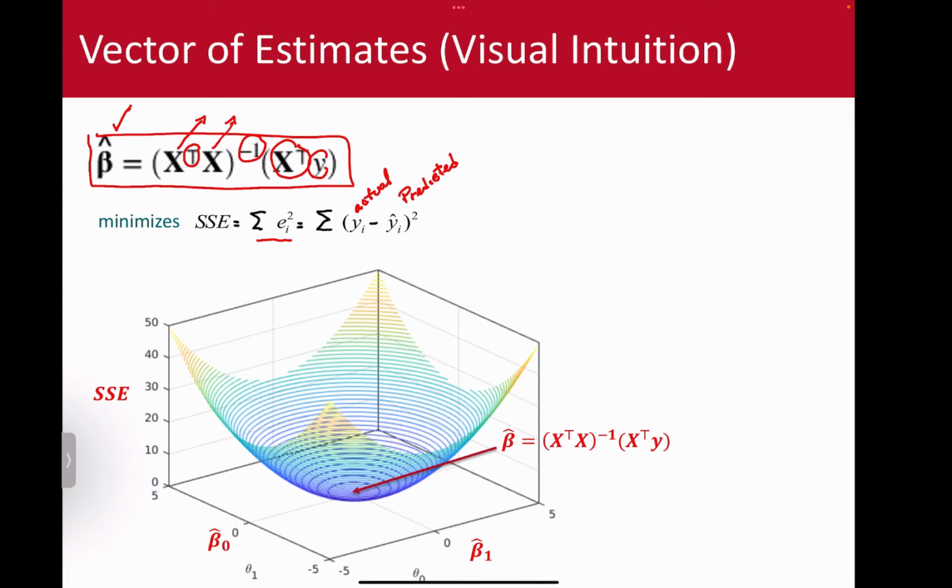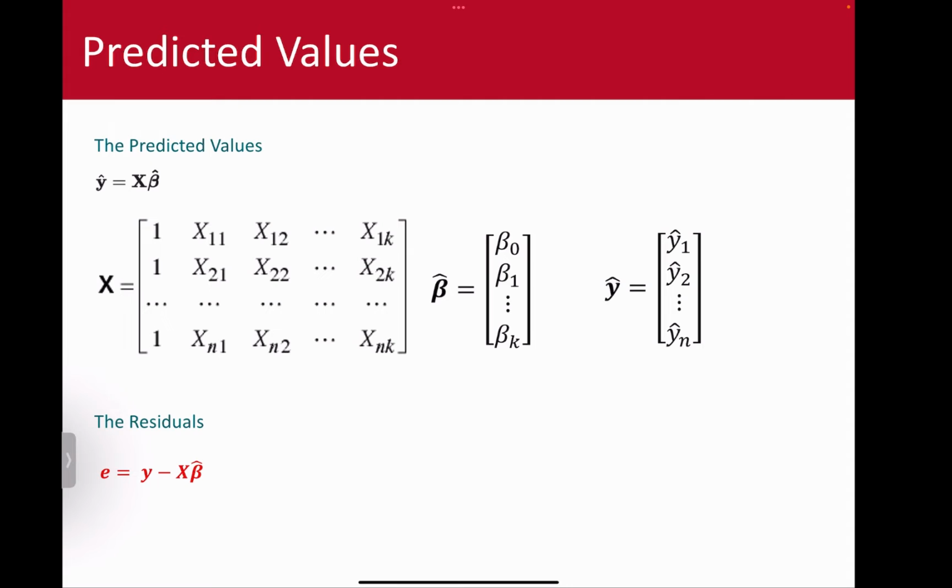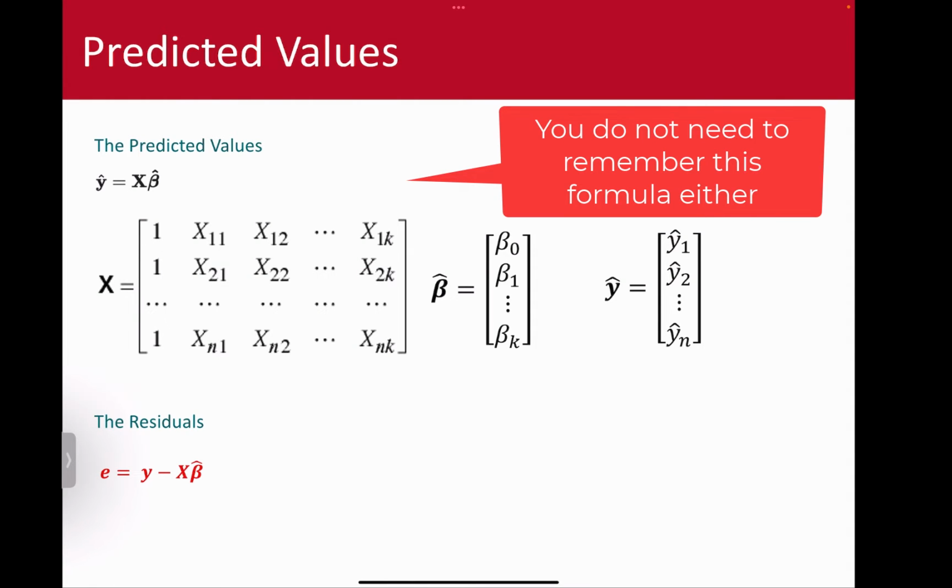So what I'm trying to say with this is if you have an SSE value, then the estimates of beta 0 and beta 1 are going to be such that the minimum value of the SSE is obtained if you use that specific formula. So let me give you some other intuition. Another important notation is that now the predicted values, we can obtain them all at once by using the design matrix multiplied times the parameter estimate vector.